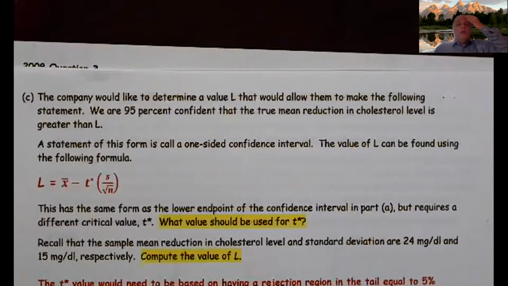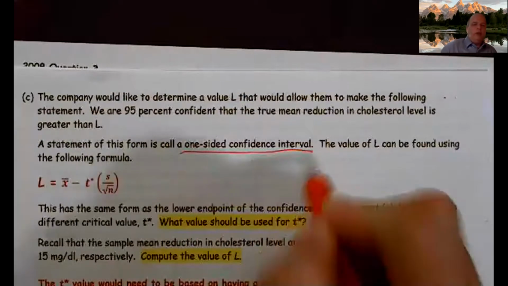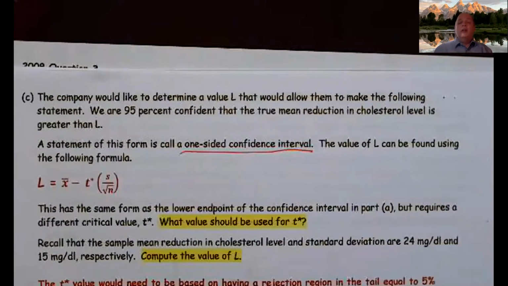So here we go. The company would like to determine a value L that would allow them to make the following statement: we are 95% confident the true mean reduction in cholesterol level is greater than L. A statement of this form is called a one-sided confidence interval. And you're like, okay, I know Mr. Spencer didn't teach me this. And you're right, I didn't.